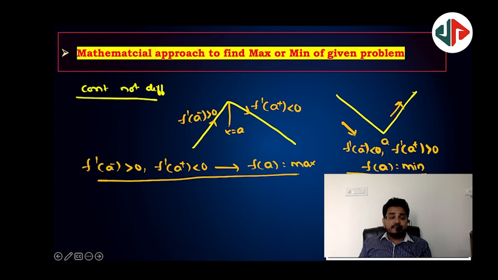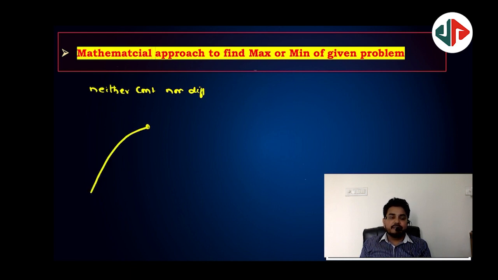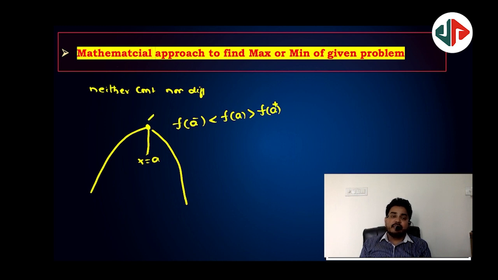Next one is the function is neither continuous nor differentiable, meaning discontinuous. You have a curve like this, and I need to talk about x is equal to a. Clearly here, f of a minus is less than f of a, which is greater than f of a plus, considering the left limit and right limit. So this is a maximum.